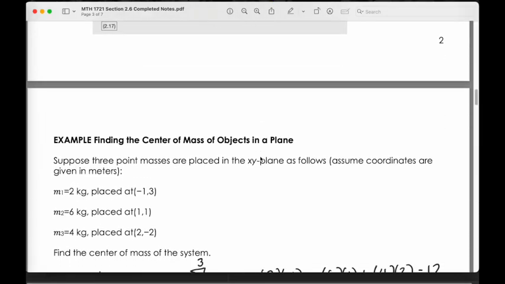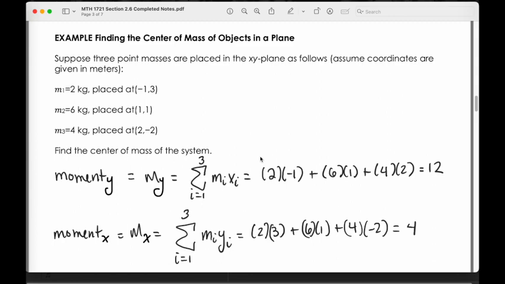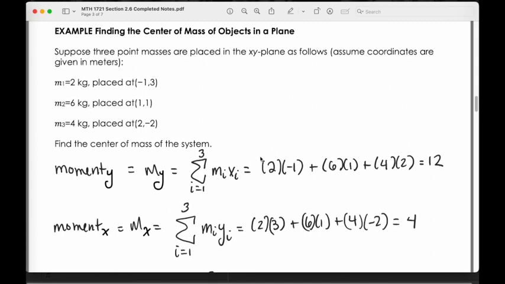So let's look at an example of this. Finding the center of mass of objects in a plane.